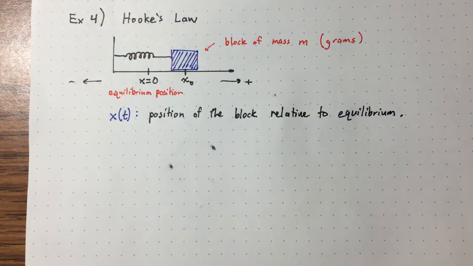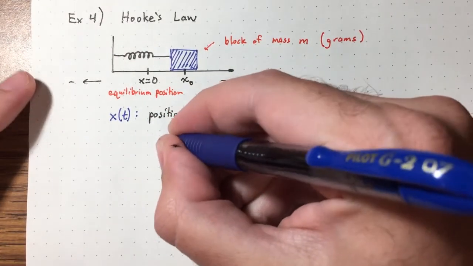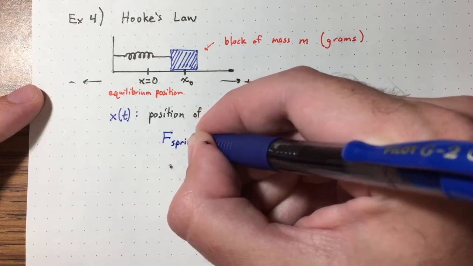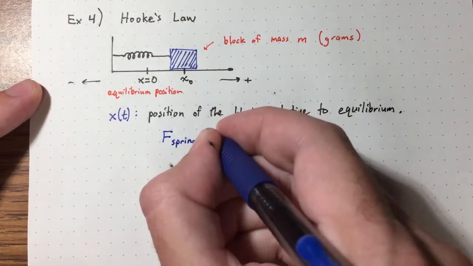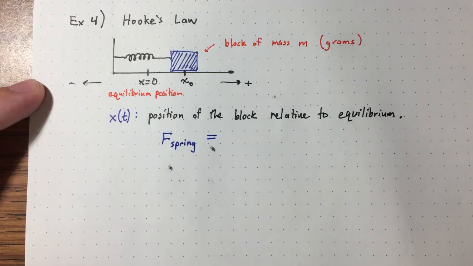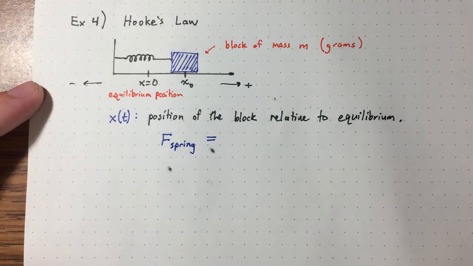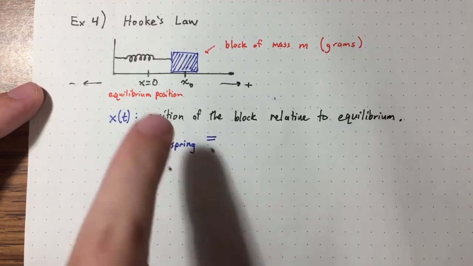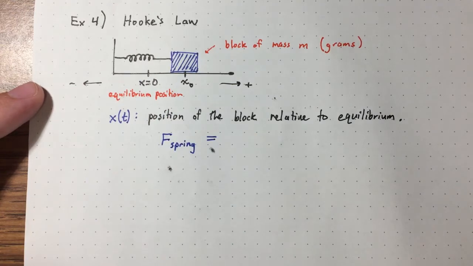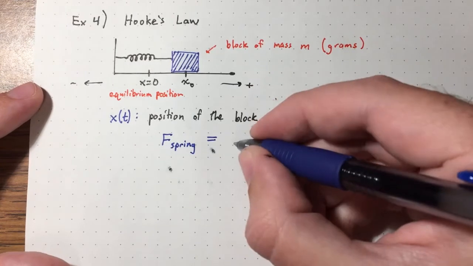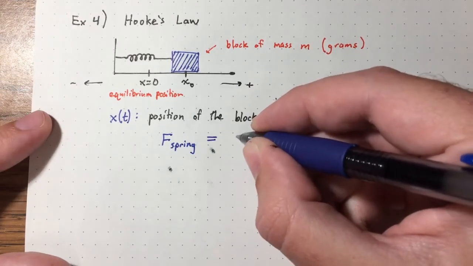So what does Hooke's law say? Hooke's law is actually an example of a force law in physics. So it's going to tell us what the force exerted by the spring is. What Hooke's law says is that the force exerted by the spring has a magnitude that's proportional to the displacement. I'll just write it down in mathematical language.